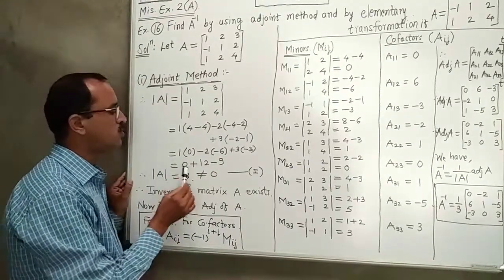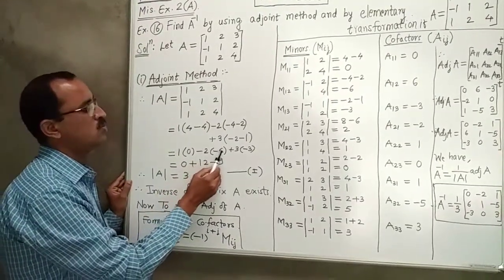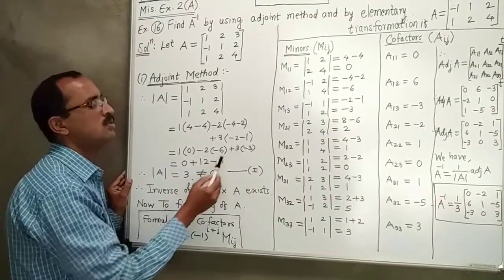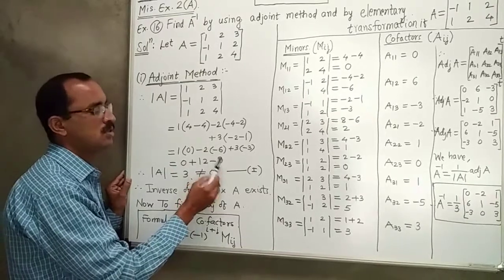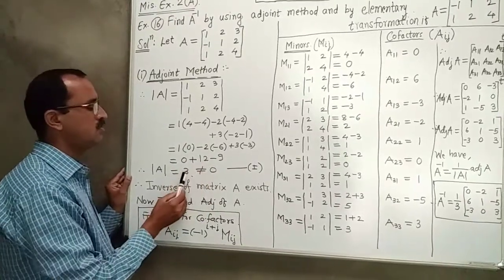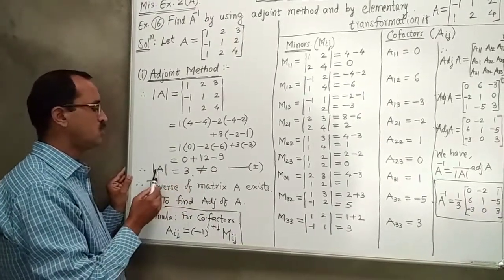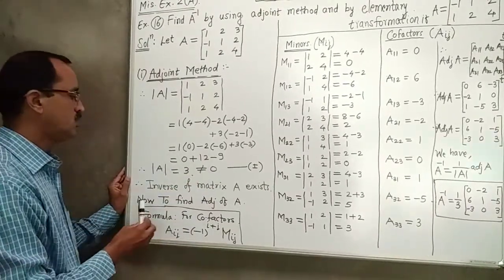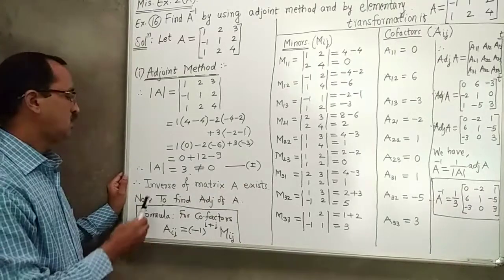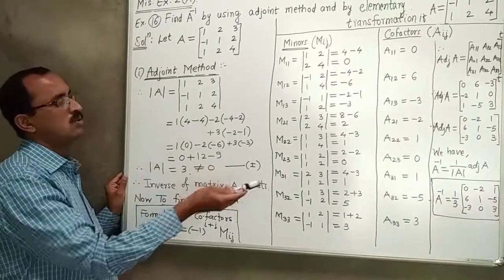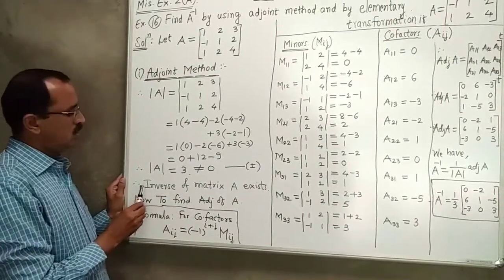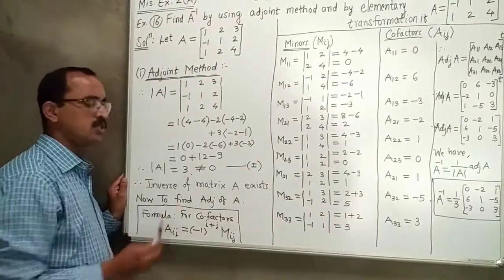So which is equal to 0. Then minus 2 into minus 6, it is plus 12, plus 3 into minus 3, it is minus 9. So 12 minus 9, final determinant is 3. So determinant of A is equal to 3, which is not equal to 0. This is equation number 1. This determinant we also use for elementary transformation. Therefore, inverse of matrix A exists.